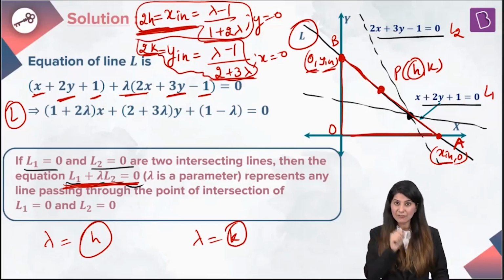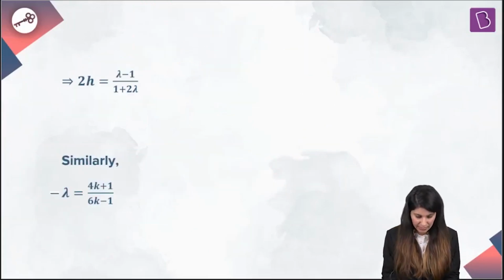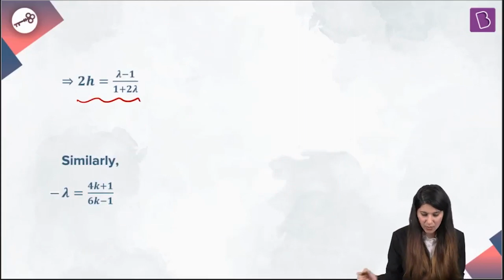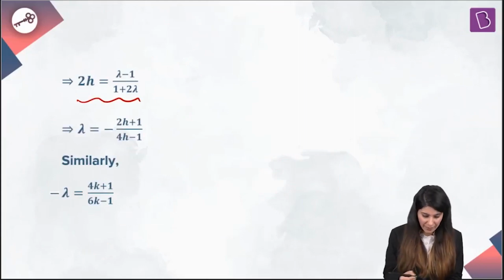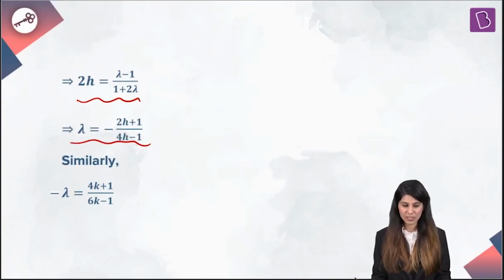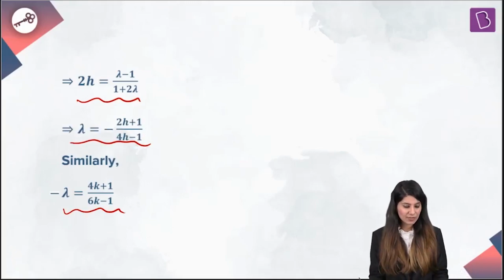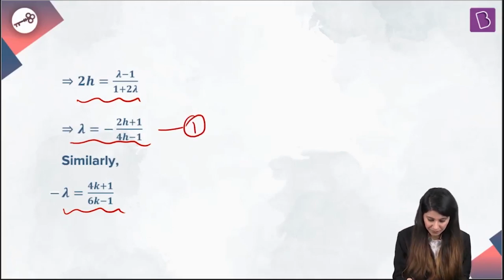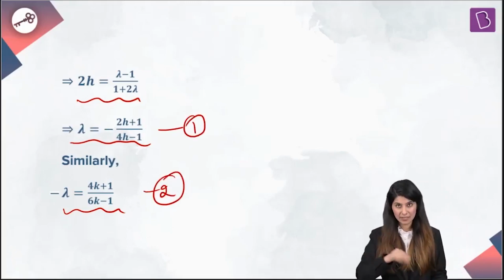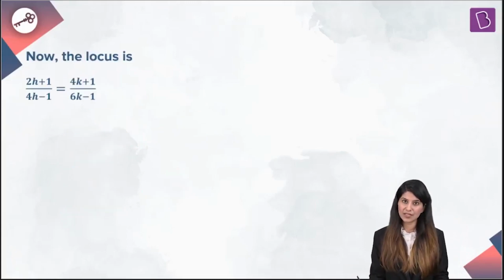And then we have two values of lambda side by side, one in terms of h, one in terms of k. We just need to equate those things. So here 2h would be equal to what? This. So lambda would be equal to minus 2h plus 1 whole upon 4h minus 1. Similarly, if you calculate the value of lambda in terms of k, you'll get this. So now you have the value of lambda in terms of h and the value of lambda in terms of k. Now you just need to equate this to get the locus.